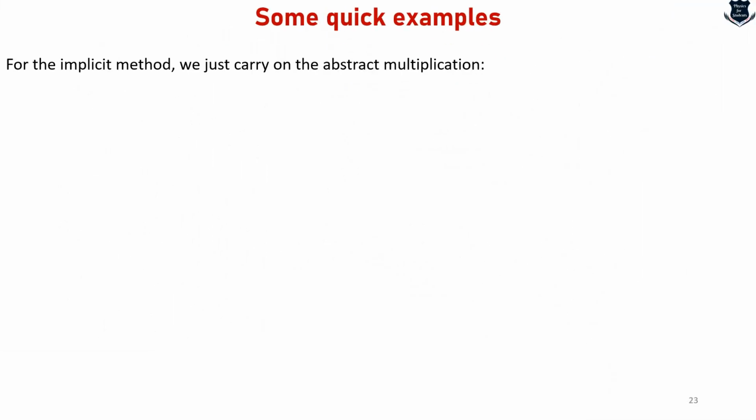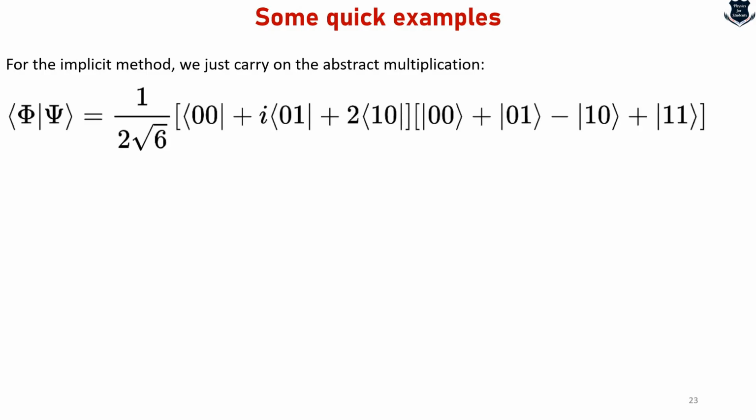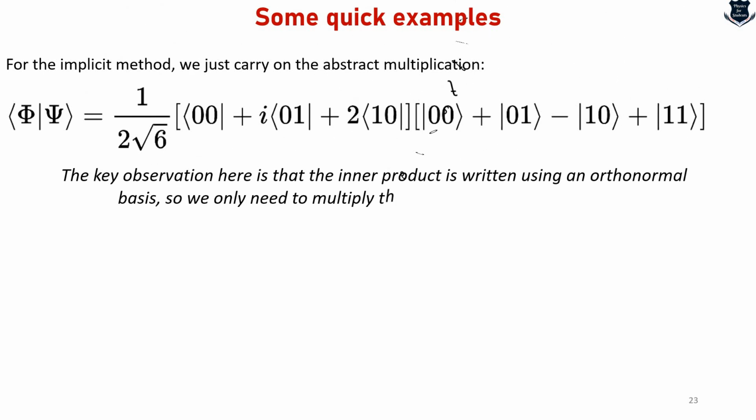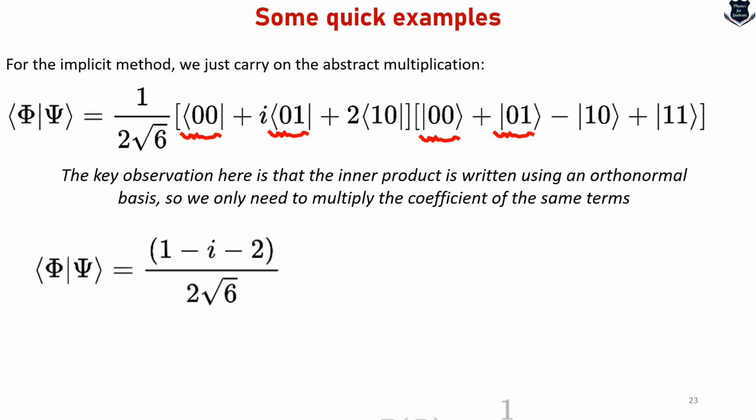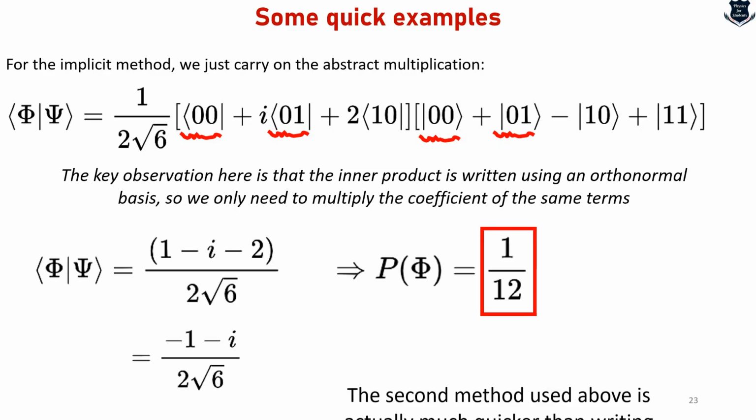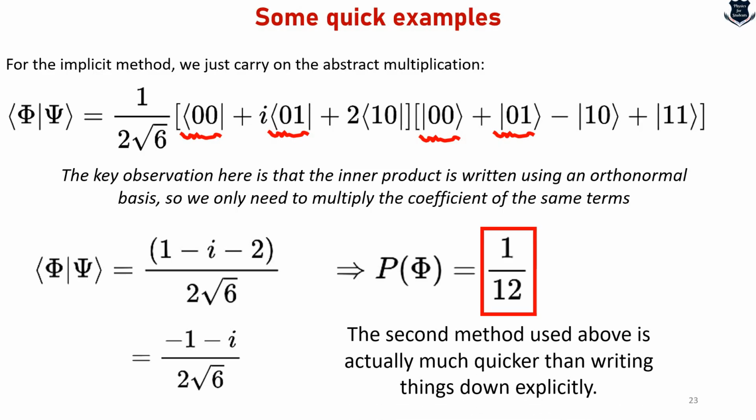So remember, the result is 1 upon 12, which is doing the explicit calculation and squaring the amplitude using the Born rule. Now using the implicit method, we can just carry on that huge abstract multiplication. In this multiplication, what you need to notice is that the inner product is written using an orthonormal basis. So we need to multiply the coefficients using the same terms. We multiply this coefficient with this, and this coefficient with this. And from here, when we get the value, it gives the same value. So the second method is actually much quicker than writing things down explicitly. This is how we calculate both the methods. Both of them show the same results, but most importantly, separability makes this part a little bit easier.